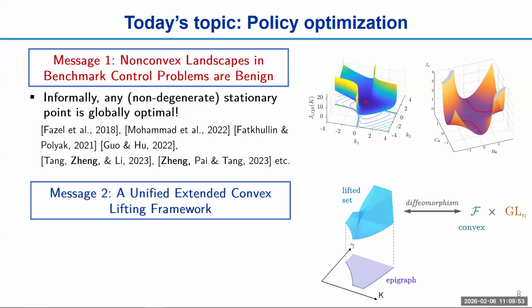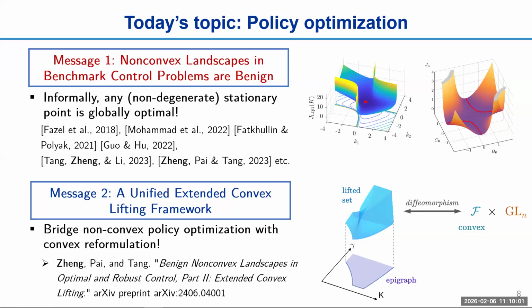And in the second part, I'm going to introduce a framework called Extended Convex Lifting to show why we have this property. So it will be a general framework that bridges non-convex policy optimization with convex reformulation. And the details will be in this paper.